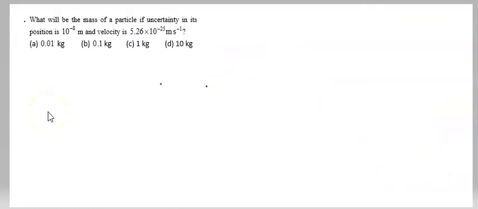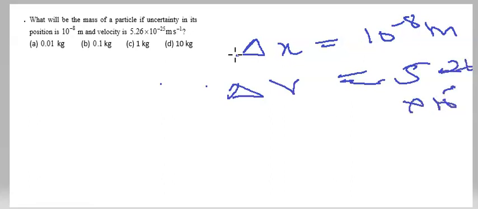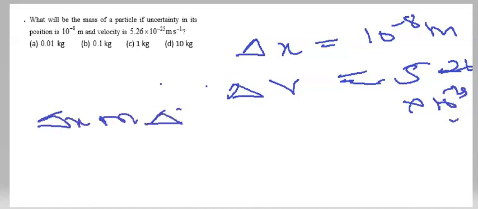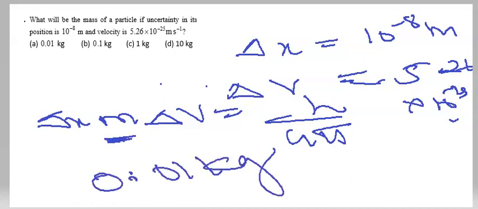So the question is, what will be the mass of a particle if the uncertainty in its position is delta x? What is given is 10 to minus 8 meters, right? And the uncertainty in velocity, delta v, is given as 5 by 26 into 10 to minus 25 meters per second. So the formula will be delta x times m times delta v equals h by 4 pi. We'll substitute the values and find the mass. Then what we'll get is 0.01 kg. So option A is right.